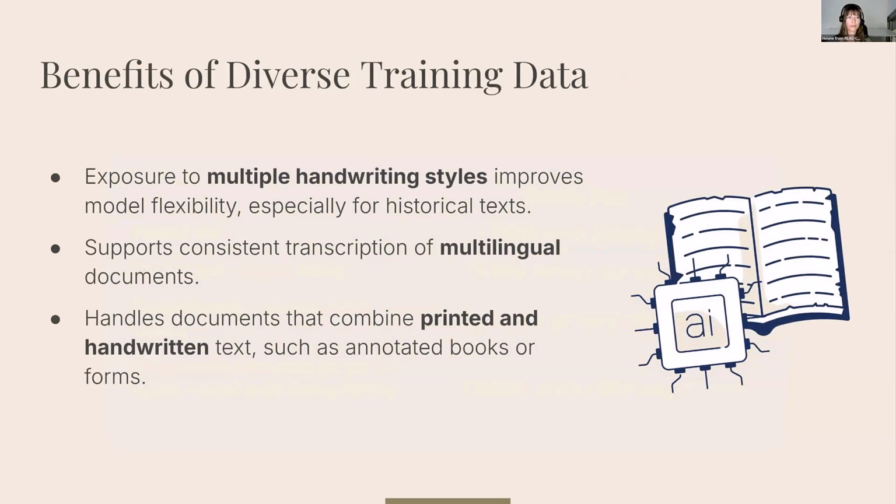The benefit of using such diverse training data is that the exposure to these multiple handwriting styles can improve the model flexibility, especially, of course, for historical text, and it can support the consistency of the documents as well. So it can handle documents better that combine printed and handwritten text, and it can handle documents better that have, again, different hands, for example.